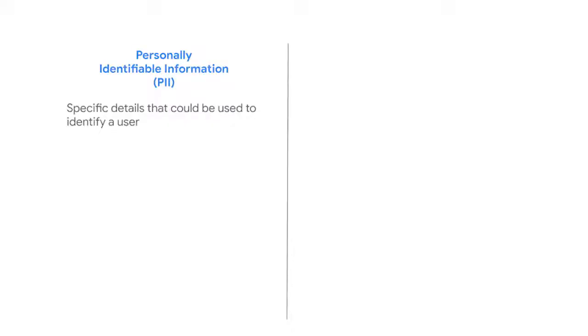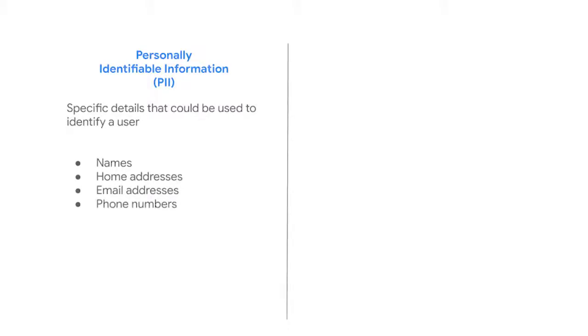Now let's discuss what user data needs protecting. There are two main types of data you need to protect. The first is personally identifiable information, or PII. This is made up of specific details that could be used to identify a user. This includes names, home addresses, email addresses, and phone numbers.